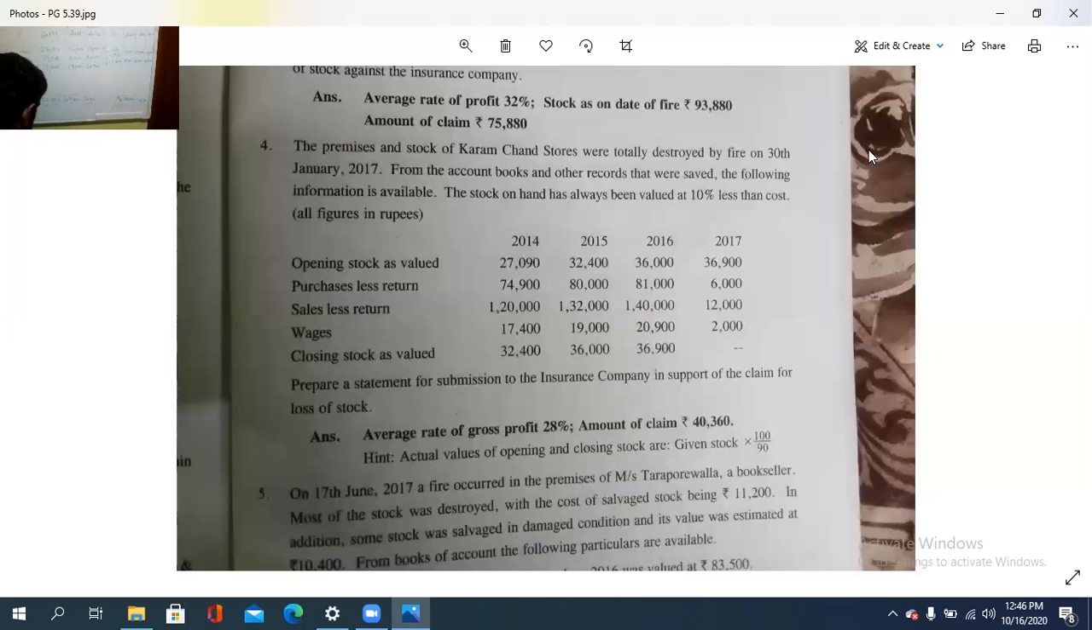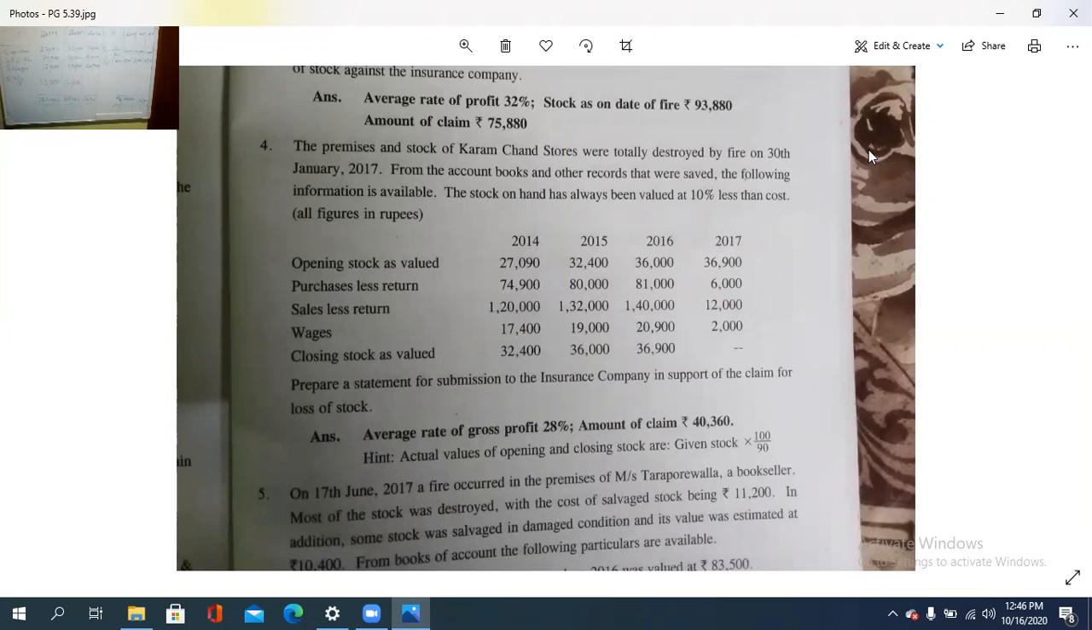Then take the difference between these. 27,090 plus 74,900 plus 17,400. 1,19,390 minus 1,52,400. It is 33,010 for the first year. Then second year it is 32,400 plus 80,000 plus 19,000, 1,31,400 minus 1,68,000. So 36,600.